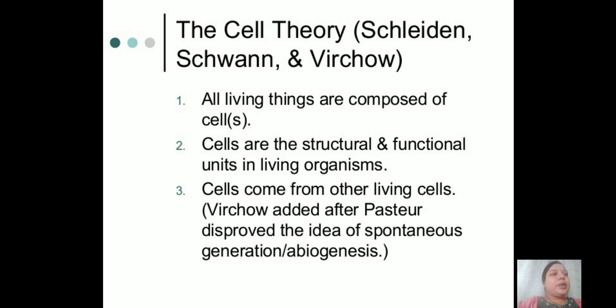Now the cell theory. Schleiden, Schwann and Rudolf Virchow proposed the cell theory. Schleiden and Schwann proposed the old cell theory, which states that all living things are composed of cells and products of cells, and cells are the structural and functional unit of living organisms. Rudolf Virchow updated this old cell theory: new cells arise from pre-existing ones, that is, omnis cellula e cellula.